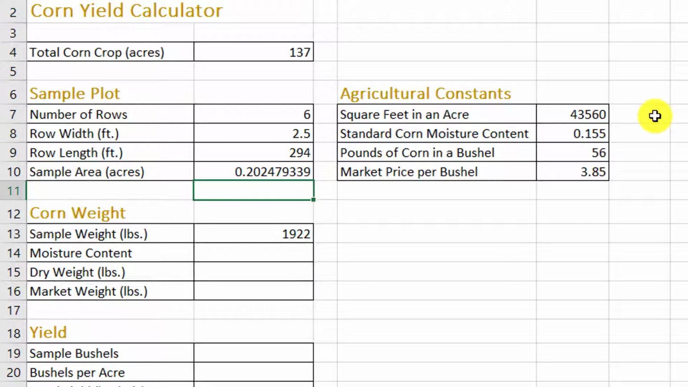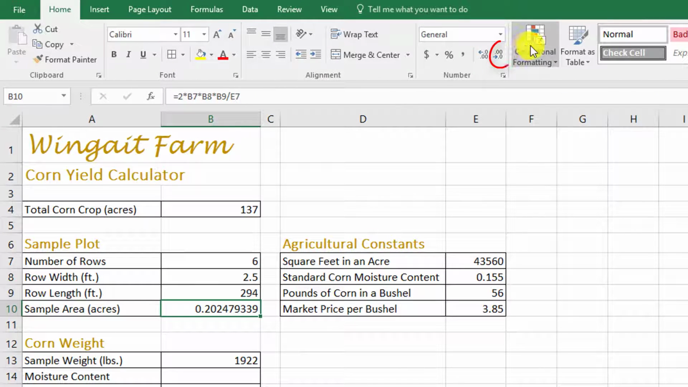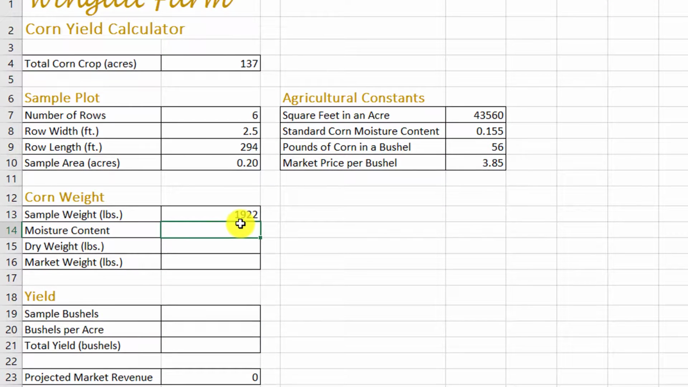Now we don't want these ugly numbers, there's too many. We're going to round a little bit by going to decrease decimal size, and we're going to decrease it to 2 decimal points. Okay, so the sample acre that you took is 0.2 of an acre. So that was our sample size, or sample area.